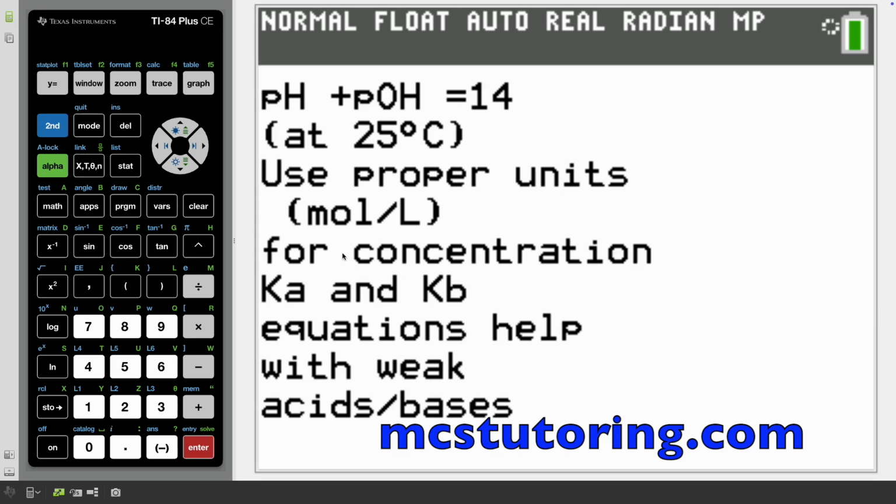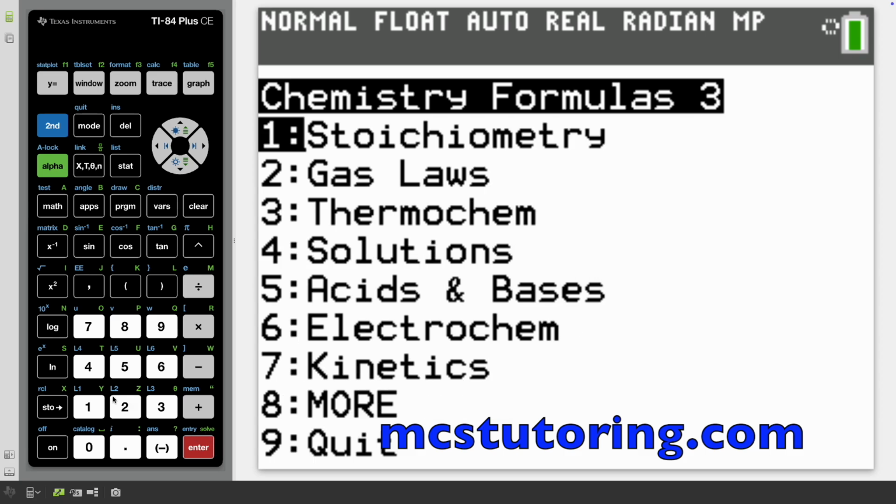Use proper units for concentration. Ka and Kb equations help with weak acids and bases. I'm assuming that's implying something different for strong acids and bases. So let's go back to acids and bases.